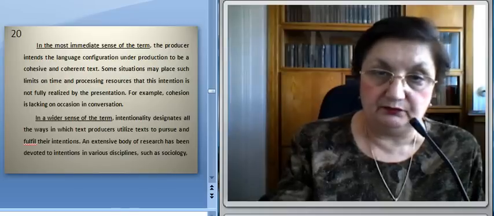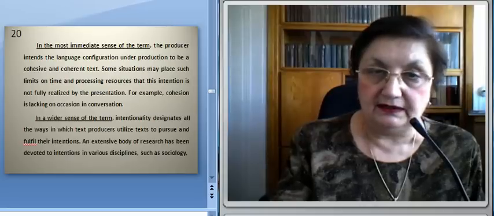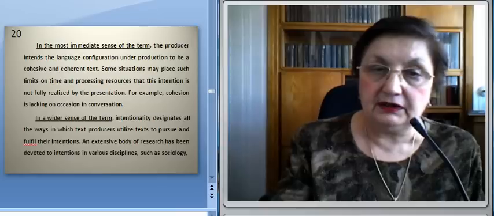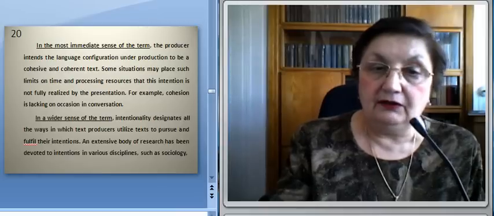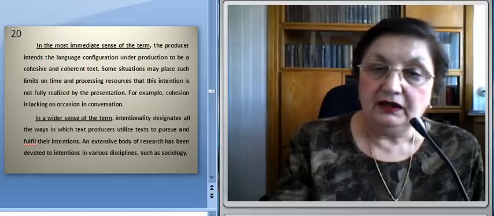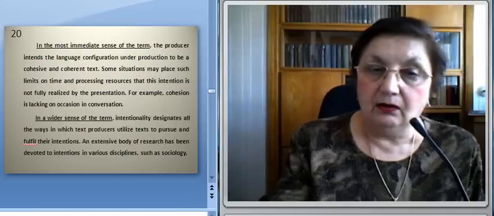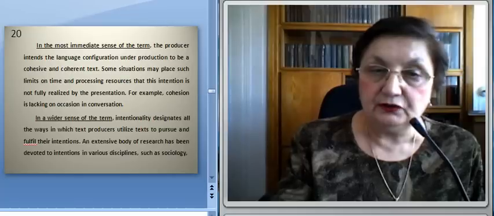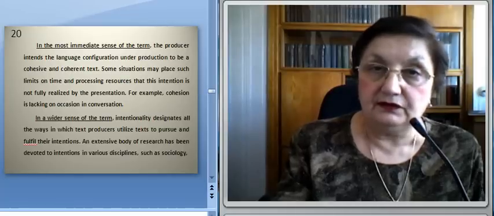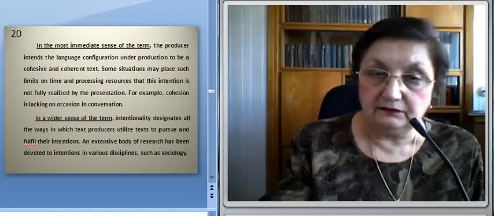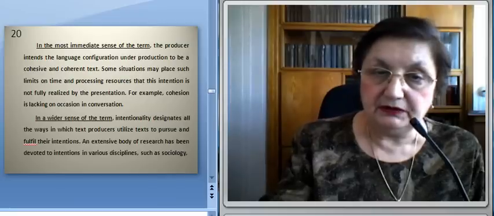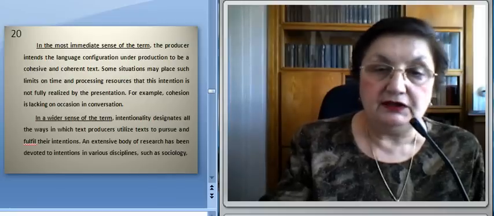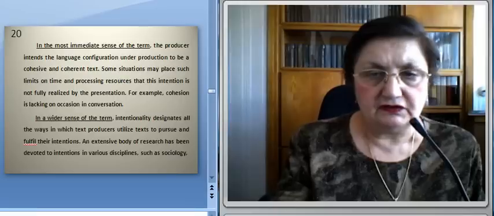In a wider sense of the term, intentionality designates all the ways in which text producers utilize text to pursue and fulfill their intentions. An extensive body of research has been devoted to intentions in various disciplines, such as sociology, psychology, philosophy, and artificial intelligence. The function of text is seen somewhat differently in these several fields.